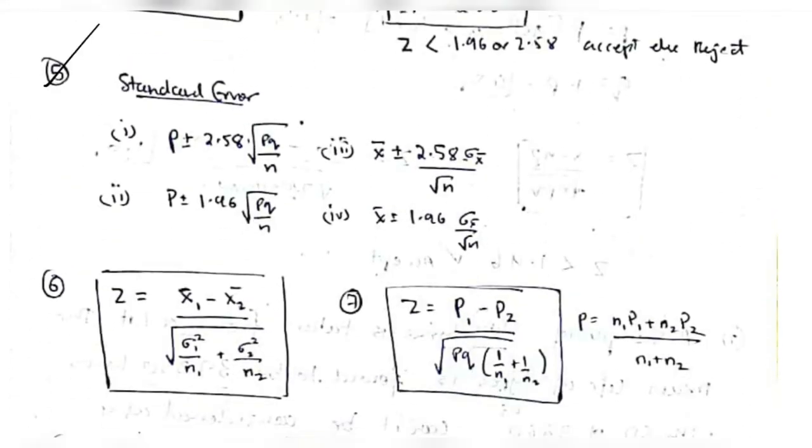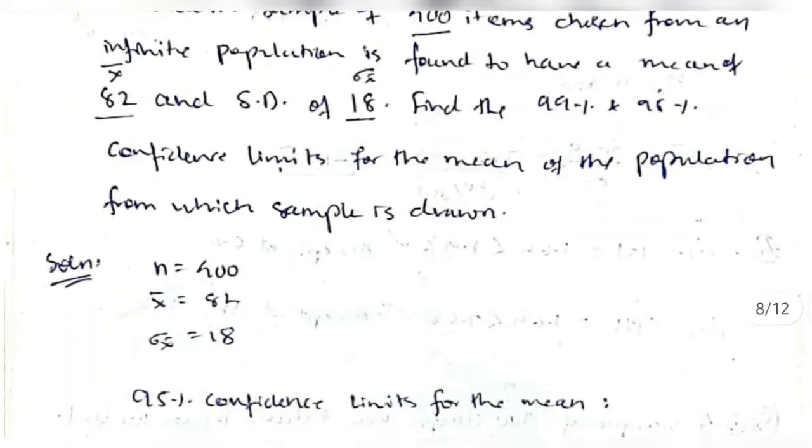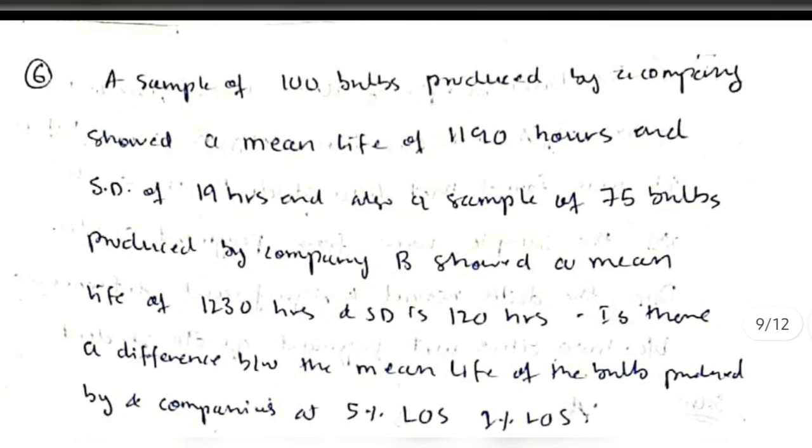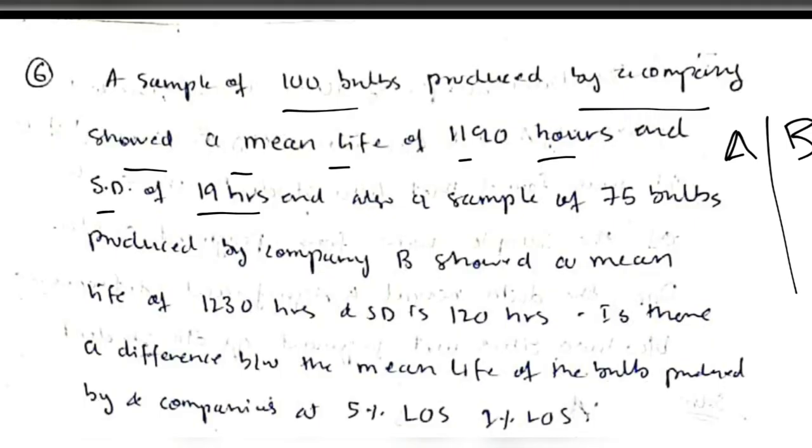Let's move on to the next one, which is the difference of the means. In the difference of the means, the question can be of this type. A sample of 100 bulbs produced by a company showed a mean life of 1190 hours and standard deviation of 19 hours. So there are two companies, A company and B company. In A company the mean life is 1190, so it's a sample.